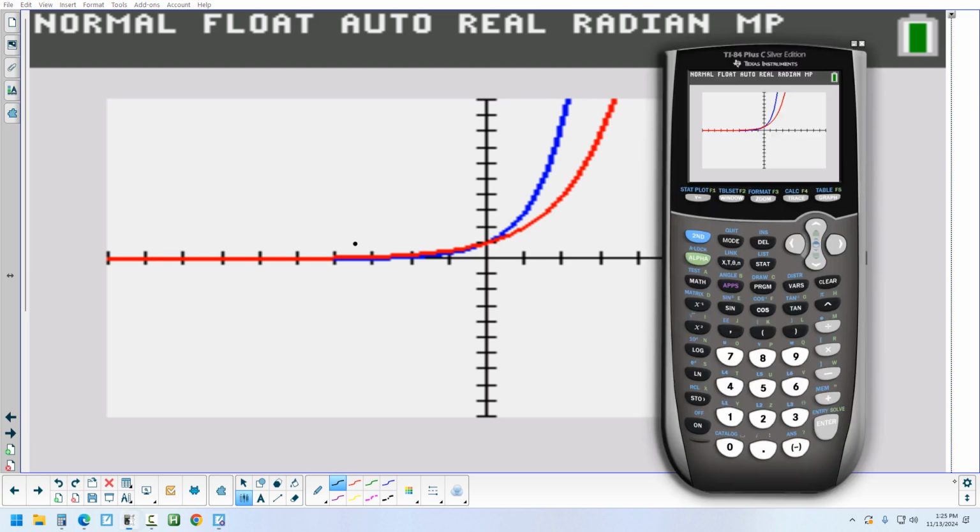In fact, it doesn't matter how many of these you draw. If you don't put any pluses or minuses up in the exponent, and you just keep graphing ones like that, they're all going to go through the point (0, 1).